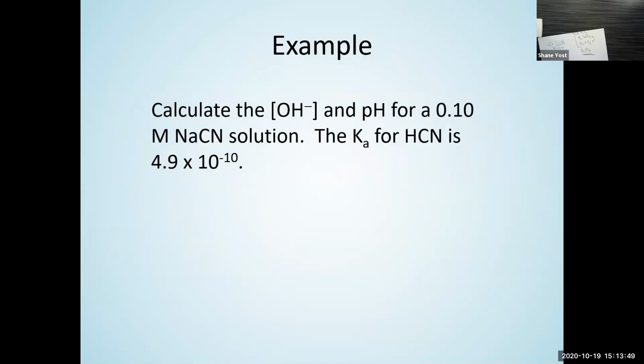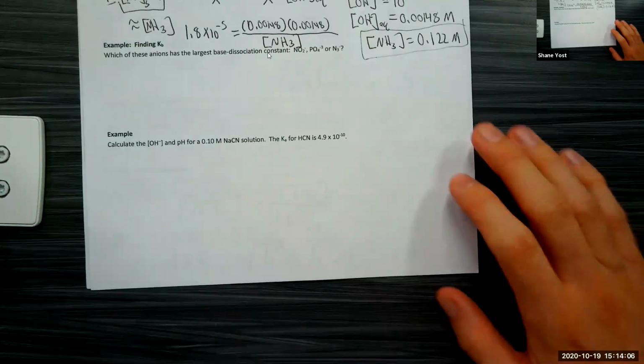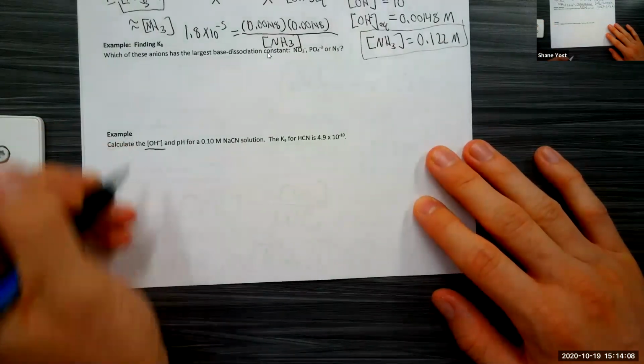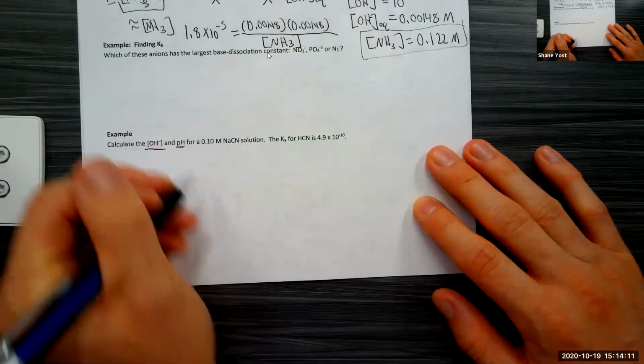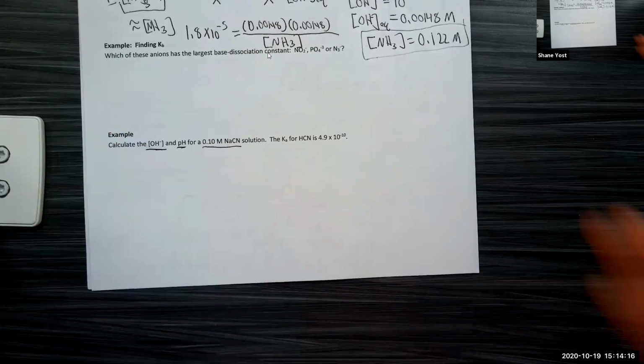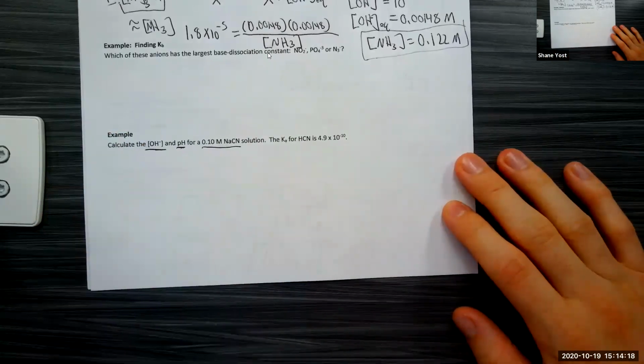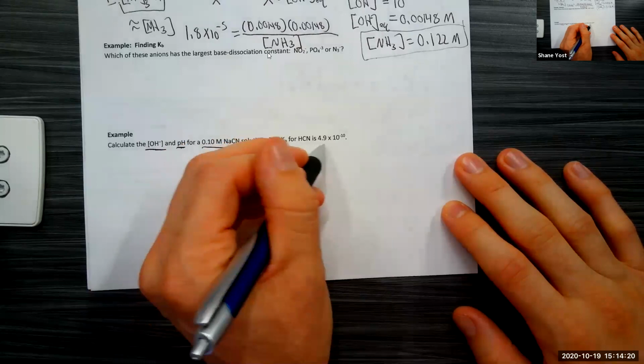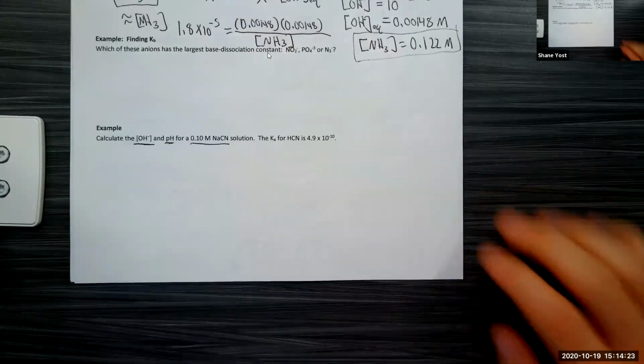So this was that last example that we didn't do a minute ago. In this example, I want to know what is the concentration of OH minus and the pH for a 0.1 molar solution of sodium cyanide, CN minus, given the Ka for HCN is 4.9 times 10 to the minus 10.